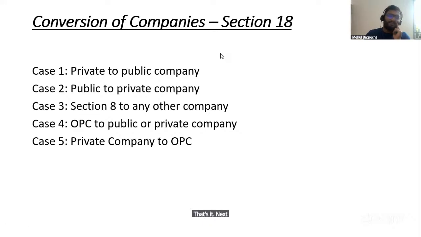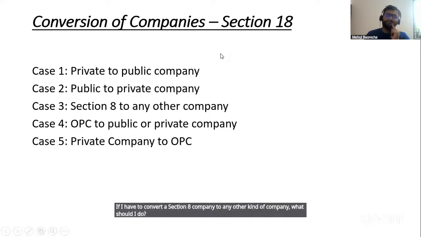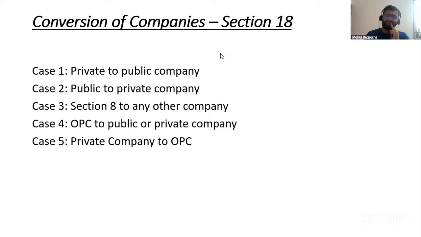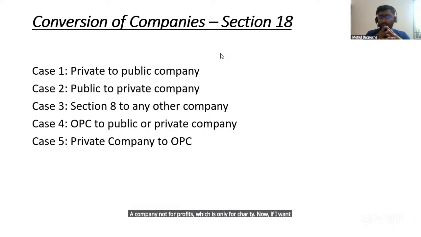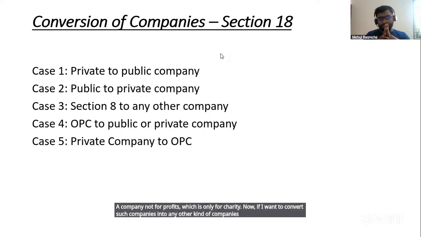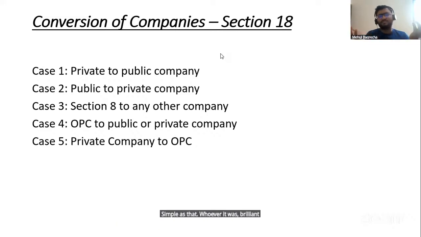Next. If I have to convert a Section 8 company to any other kind of company, what should I do? Section 8 company to any other kind of company. What should I do? No answer at all. What is a Section 8 company? A charitable company, not for profit, which is only for charity. Now, if I want to convert such companies into any other kind of companies, what should I do? Change in object. Simple as that. Whoever it was, brilliant. All right, I'll have to change the object.